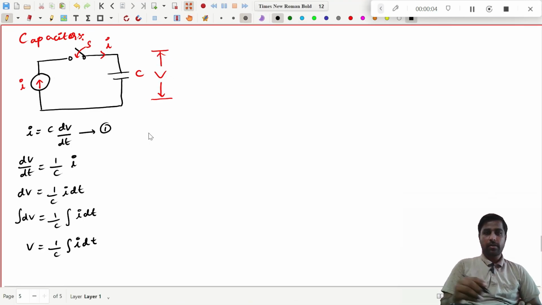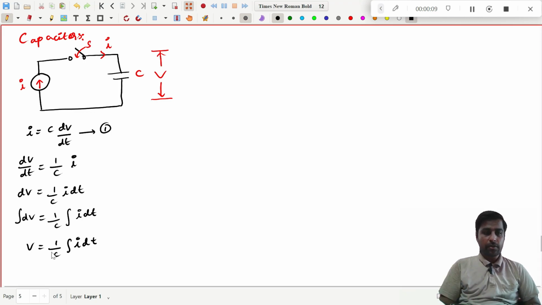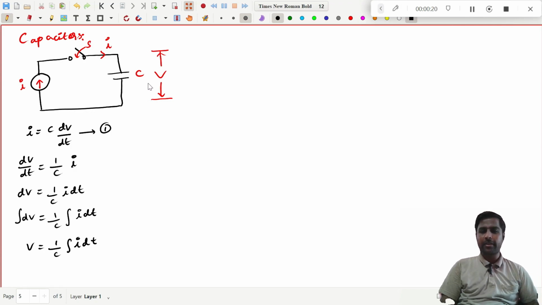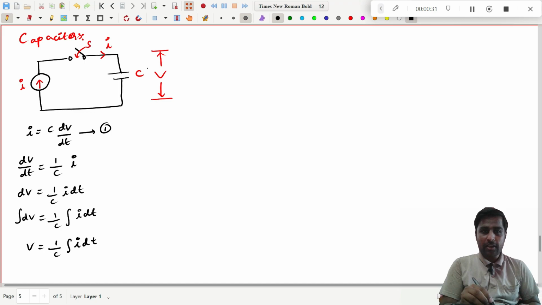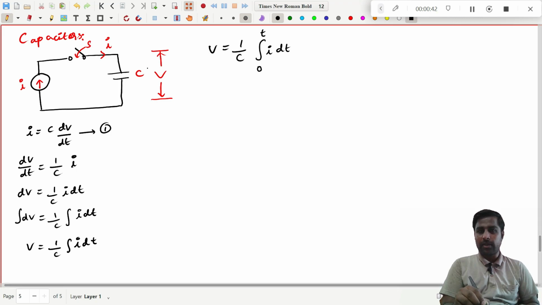Now you see what V is here: V will be equal to 1 by C integration of I into dt. Now I am assuming that this capacitor has not carried any current before the start. I am just assuming that. So I can write V will be equal to 1 by C integration from 0 to t, since I need to find at some time t, of I into dt. This is how my expression will come.